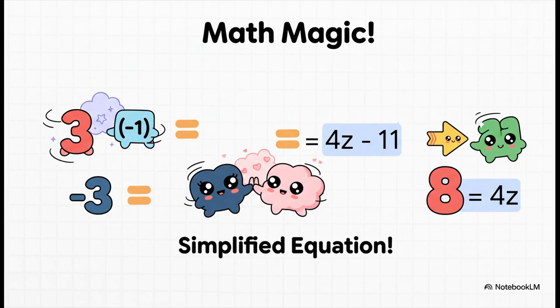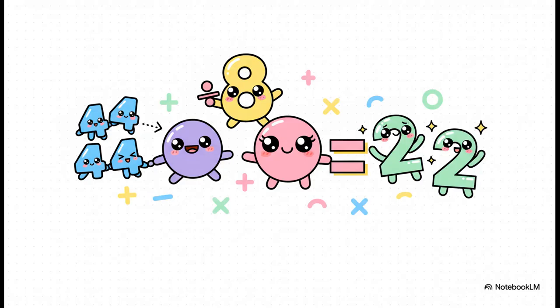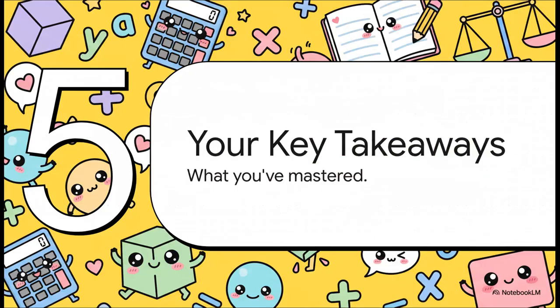We are so close. And for the final move, that 4 is multiplying the z, so when we move it over, it becomes division. And what's 8 divided by 4? It's 2. And that's our answer. Z equals 2. Problem solved. That was awesome. Seriously, great work.